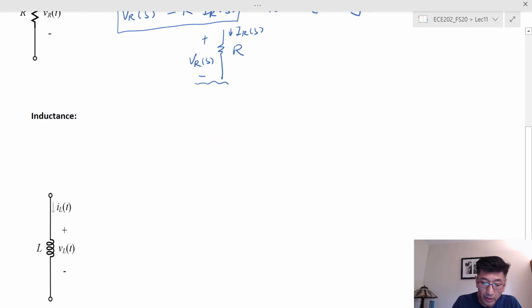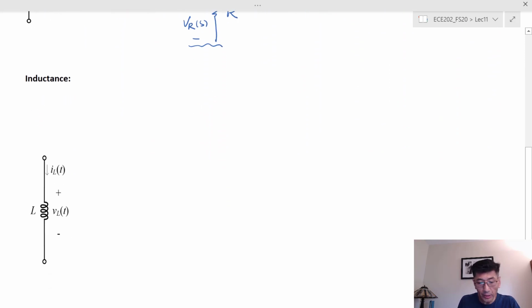For the inductance, it's a little bit more interesting. For inductance, we can describe the voltage and current either using a differential equation or an integral equation. Let's start with the differential equation. The differential equation for the inductance is v sub L of t equals L times d i sub L of t over dt.